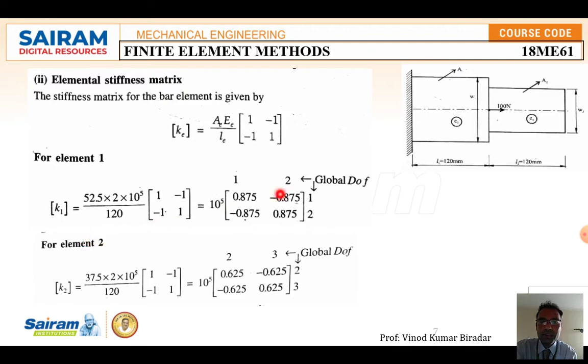Similarly, calculate for element 2, the second element. Wherever K1 is there, replace with K2, A2, E2 by L2. Substitute all the values, and you are going to get 10 to the power of 5 times 0.625, minus 0.625, minus 0.625, 0.625. Since it is the second element, the nodes present are 2 and 3. This is what is called the global degree of freedom.